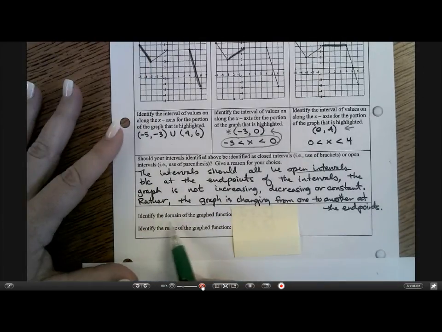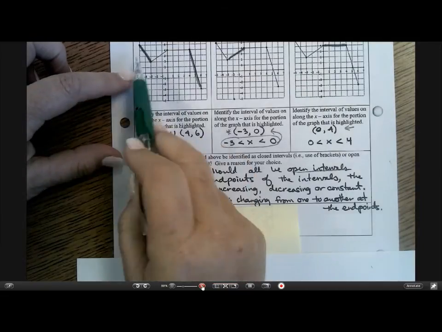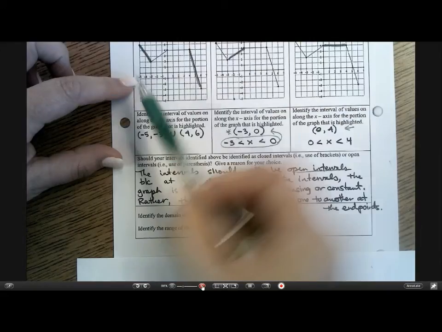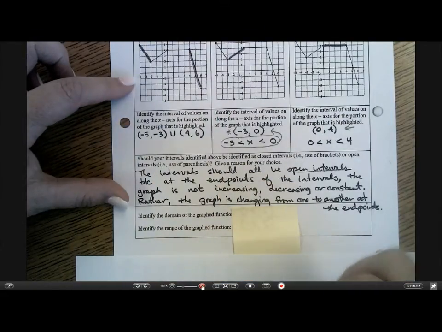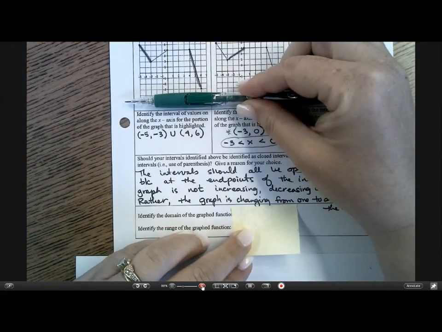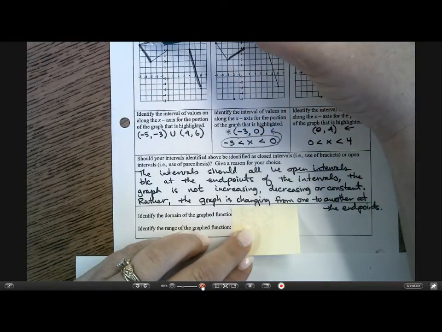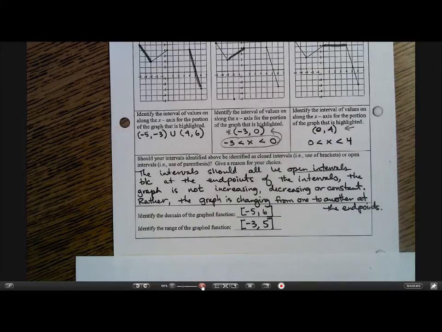So it says identify the domain of the graphed function. Well, there's no break in the domain, and there's no break in the range. So we are going to go from -5 all the way to 6, and we are including those points. And then the range is going to go from bottom, which is -3, and the highest y value is 5. So hopefully you did pretty well on that.